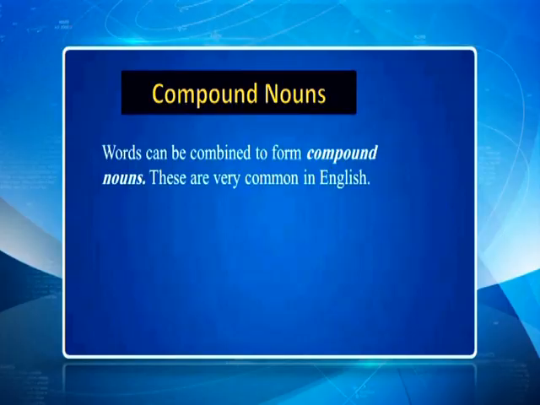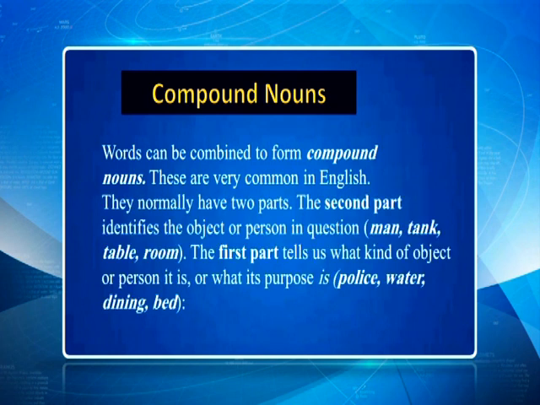Now compound nouns are nouns formed with two words, two different nouns. Words can be combined to form compound nouns. These are common in English. In English, it's common to have a noun which is composed of two nouns, and we call these compound nouns. For example, they normally have two parts. These compound nouns have two parts.